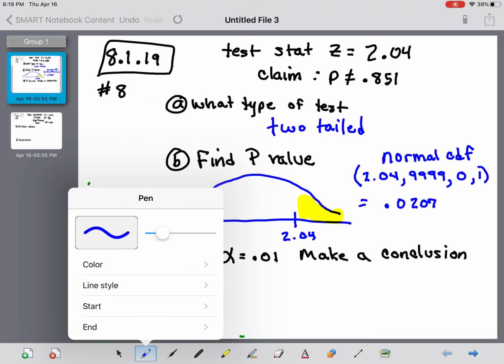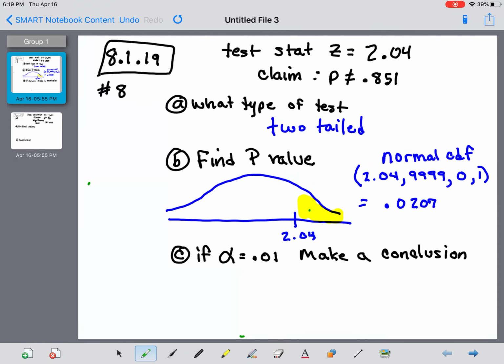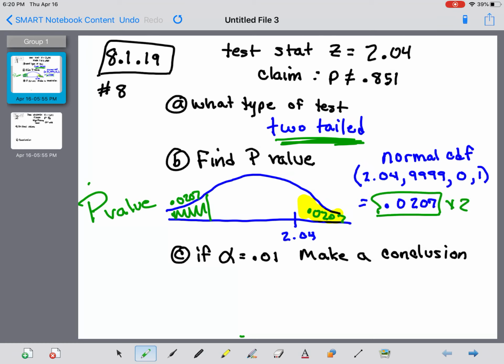What makes this a little tricky is that 0.0207 is the area right here. I'll put it in green. That's right here, but we need to consider this other area of 0.0207 too. So we have to multiply that by 2. We're multiplying by 2 because it's a two-tailed test. Since it's a two-tailed test, our p-value is twice this number. So the p-value is 0.0414.